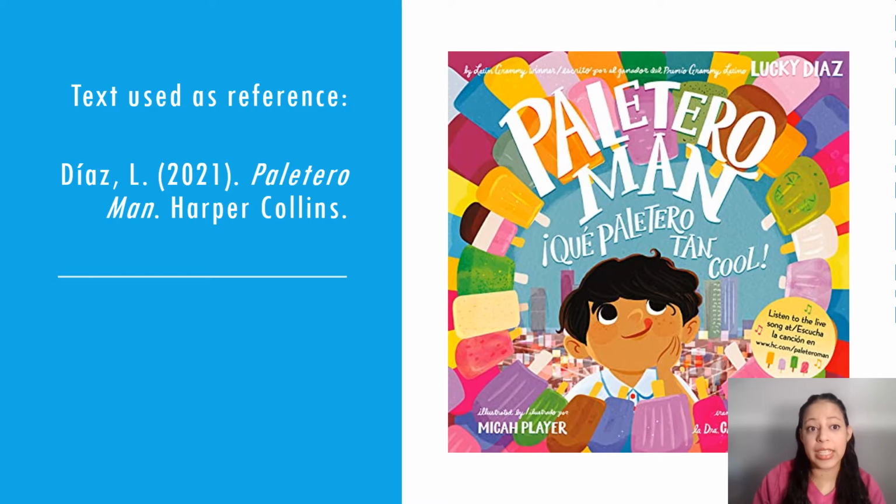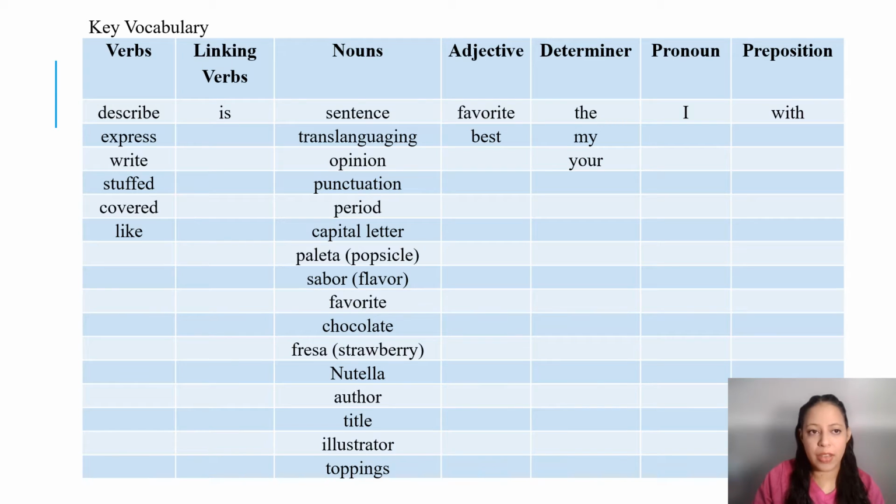The text used as reference was the story Paletero Man by Lucky Diaz. These are the key vocabulary words identified in the worksheets or the speaking or the writing of the class. From the verbs, I identified describe, express, write, stuffed, covered, like.